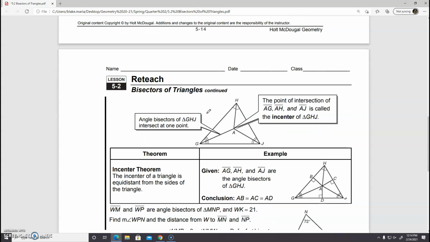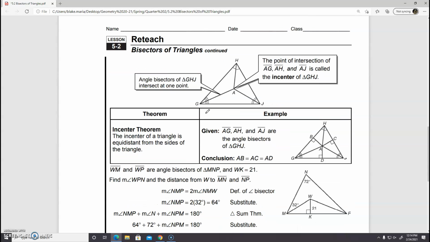Alright, so moving away from perpendicular bisectors, now we're going to talk about angle bisectors. So this one's all about angle bisectors. So notice here AG is cutting this angle into two congruent angles. AH is cutting this angle into two congruent angles. And AJ. So those are my angle bisectors. Again, notice they're concurrent at point A.